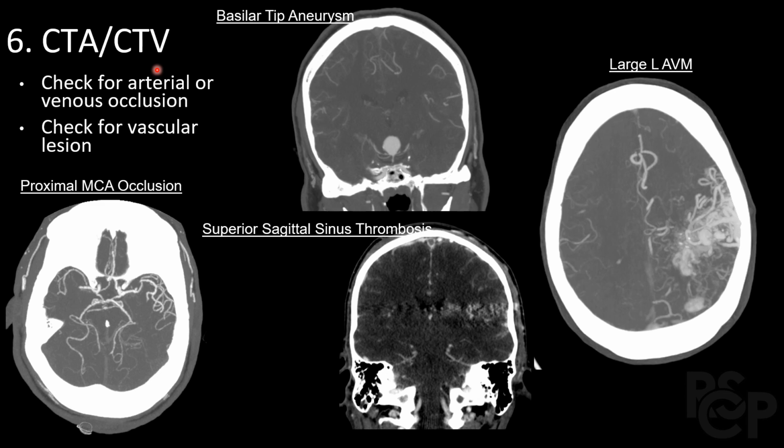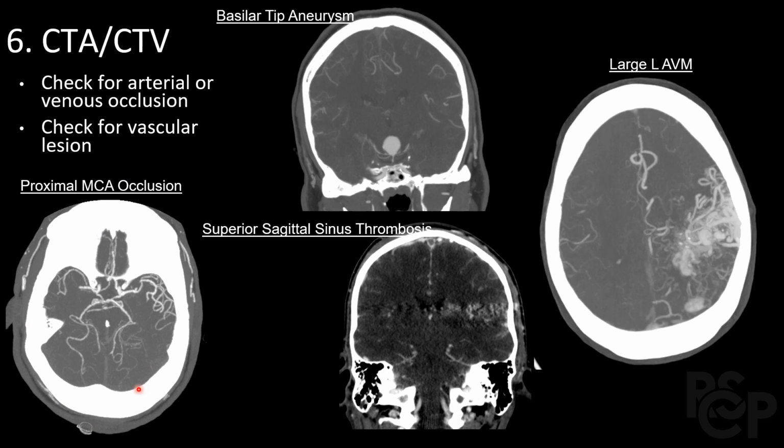And finally, let's look at some examples of the utility of CTA and CTV. As I mentioned before, the only distinction between these two is whether the CT is acquired as contrast is flowing through the patient's arteries or whether it's acquired when the contrast is flowing through the patient's dural venous sinuses. And these studies are used to check for arterial or venous occlusion, respectively, or to check for vascular lesions and malformations. So with that in mind, let's take a look at some examples.